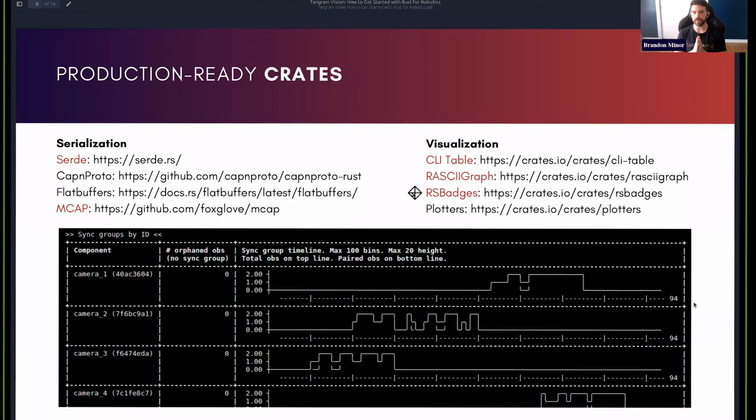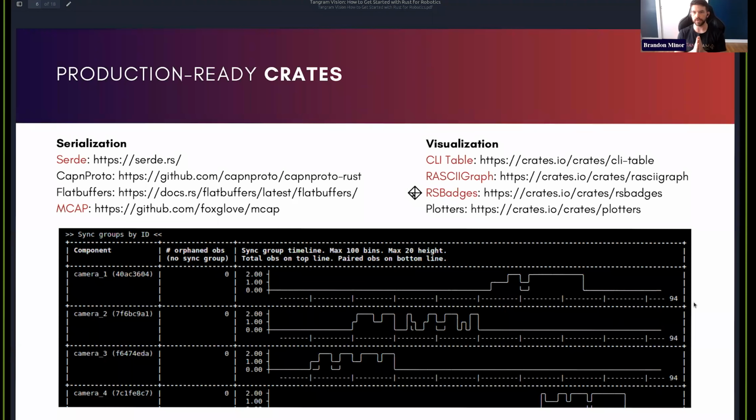Visualization is something we'll get a little bit more into later, but for now, the production-ready crates that we found for visualization are mostly relegated to the terminal, believe it or not. So you have cli-table, which just makes tables in your command line. You have rasciigraph, which makes graphs in your command line. I've pasted a graph here that we actually use in our calibration pipeline. This describes the synced pairs between sensor groups. So if you're doing extrinsic calibration over time, you'll want to know exactly what observations are synced between these groups. We have a little graph to do that, and this was just made in rasciigraph.